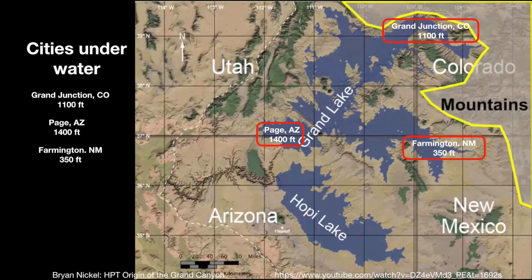Or that could have been sediment. That could have been under 1,400 feet of sediment. That's right where that funnel is. And Farmington, New Mexico would have had 300, 350 feet on it.